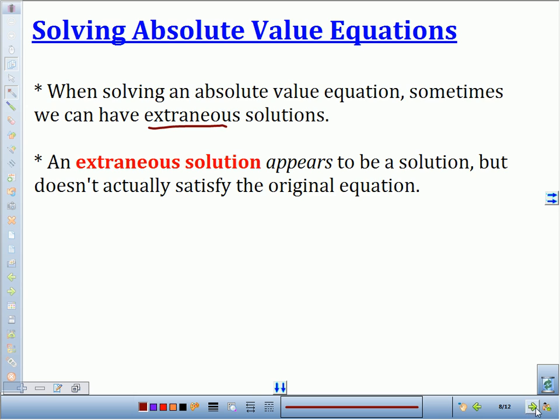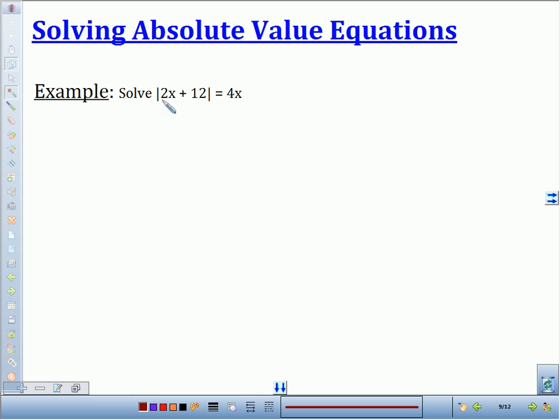Let's see an example of that. We want to solve the absolute value of 2x plus 12 equals 4x. Well, we have to solve two different equations. We have to solve 2x plus 12 equals 4x, and we have to solve 2x plus 12 equals negative 4x.